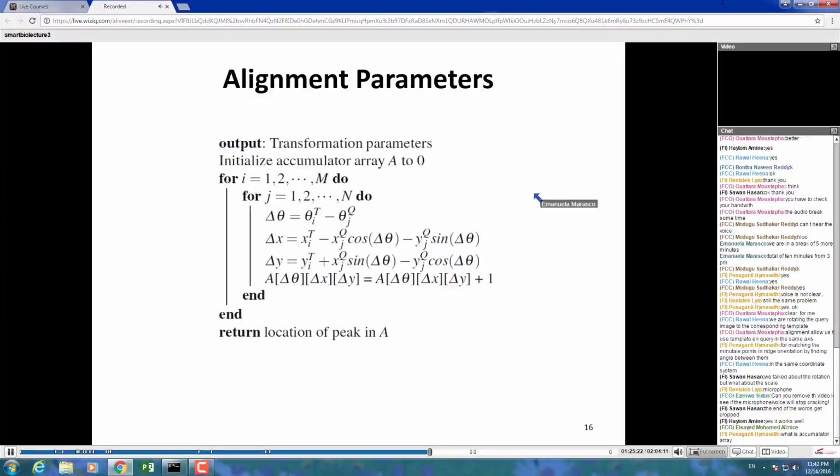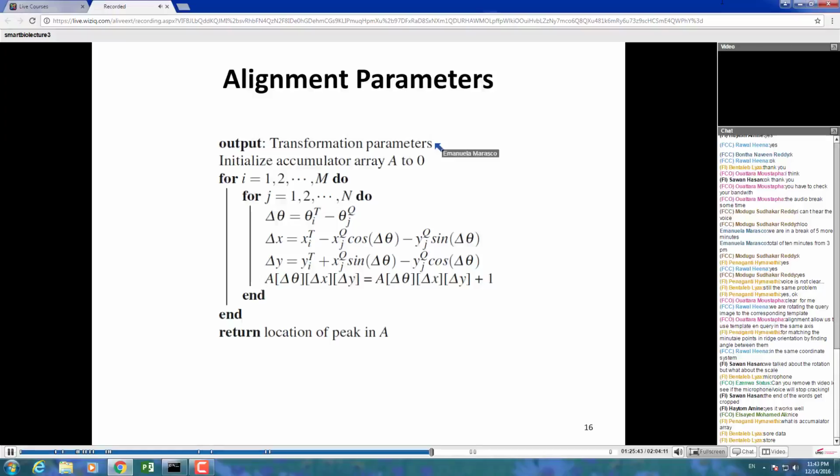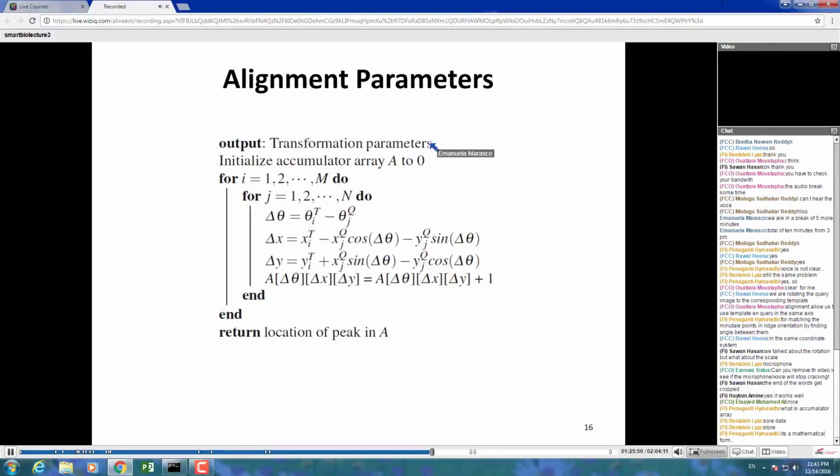So we have the output, the transformation parameters, delta x, delta y, and delta theta. And then we initialize the accumulator array, this variable A, to 0. And then we will use it to store the data, as some of you wrote. We have two for loops. Why two for loops? Because the input is a set of minutiae, one with m elements and one with n elements. So i and j.